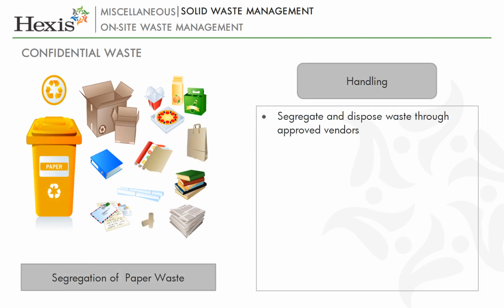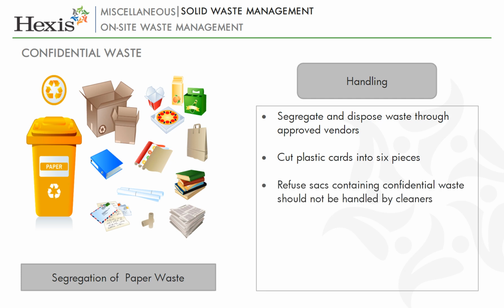Handling. The waste can be segregated and disposed through approved vendors as follows: paper, cardboard waste, plastic cards. Other plastic items, for example, carry bags, CCTV videotapes, server backup tapes, etc. Cut plastic cards into a minimum of 6 pieces. Cleaners must not handle refuse sacks containing confidential waste. Ensure they know how to identify this waste, for example, green bin sacks, labeled bins, etc.